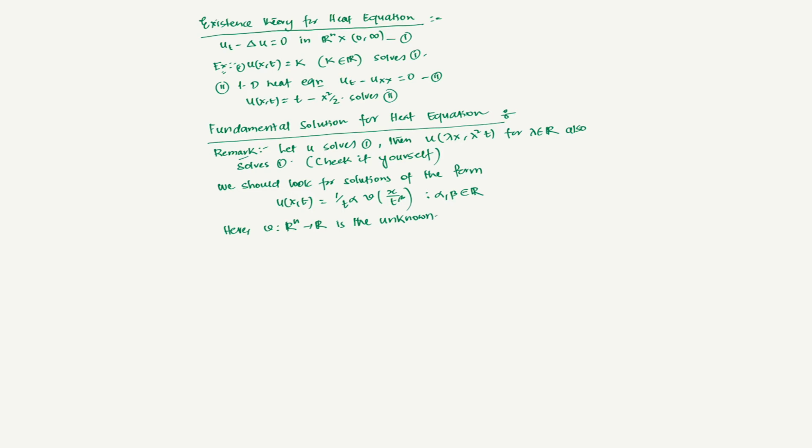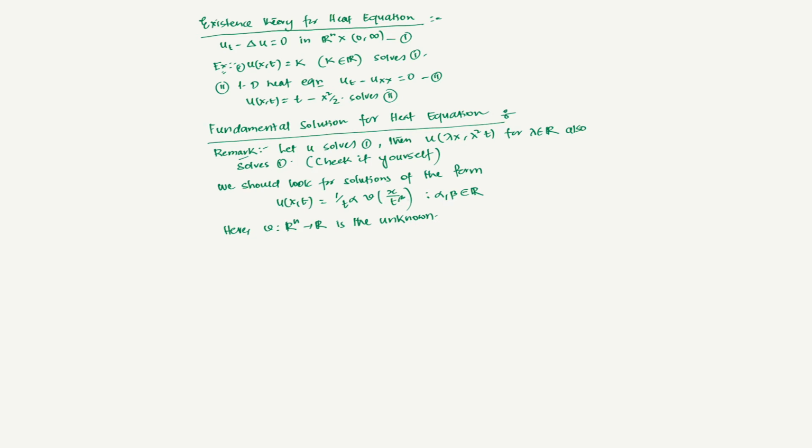See, here this says that if you scale the x variable as lambda x and t as lambda square t, so with respect to t it has to be lambda square, with respect to x it is just lambda. With this scaling, we can show that if u solves this equation, then the scaled function also satisfies the heat equation. So there is a scaling going on between x and t, and we want to exploit that idea, and that is why we are taking v of x by t to the power beta.